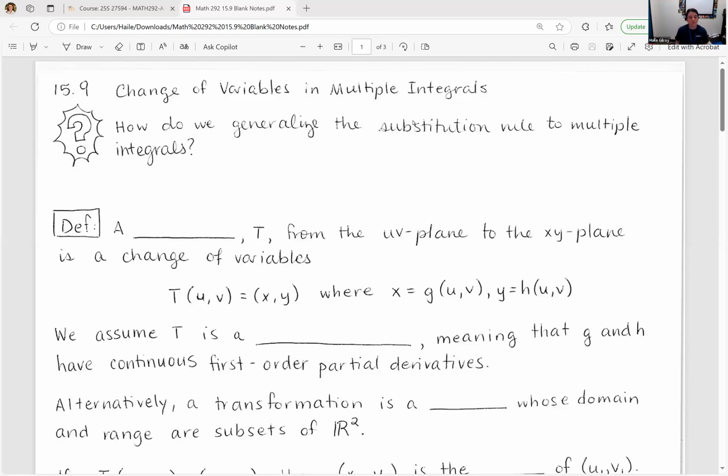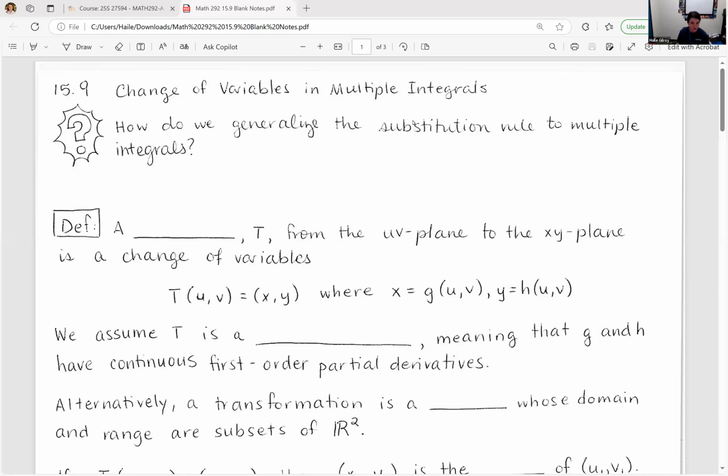Hey guys, this is 15.9. So in this lesson, we're going to talk about change of variables in multiple integrals. Basically, what this means is we're going to generalize substitution, which you probably first learned as u-substitution in Calc 1 and then reviewed in Calc 2. So we're going to figure out how to do that with multiple integrals.